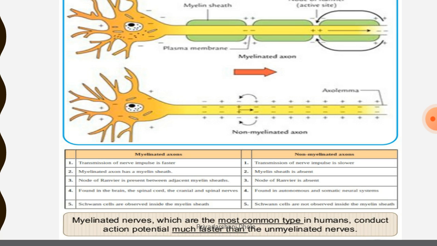Myelinated neurons are found in the brain, the spinal cord, and the cranial and spinal nerves, and non-myelinated axons are found in the autonomic and somatic nervous systems. Schwann cells are observed beside the myelin sheath, but in non-myelinated axons Schwann cells are not observed. These are the differences between myelinated and non-myelinated axons. Myelinated nerves, the most common type in humans, conduct action potentials much faster than unmyelinated nerves.